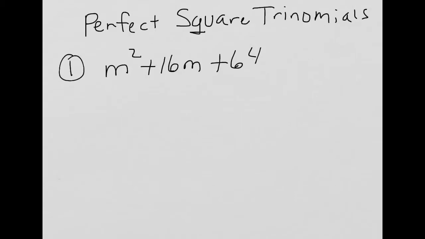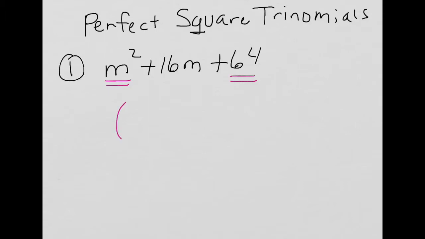Alright, now we're going to look at a shortcut that we can use when the trinomial that we are factoring is actually a perfect square trinomial. The way that we can determine if it is a perfect square trinomial is we need to look at the first term and the last term, and both of those terms have to be perfect squares. So m squared is a perfect square. 64 is a perfect square.